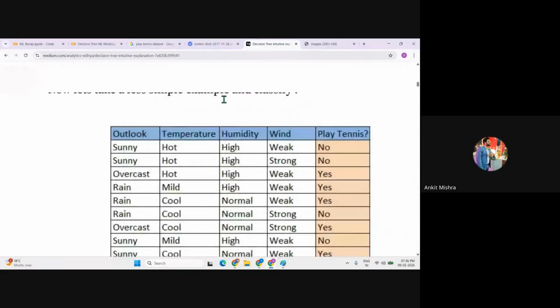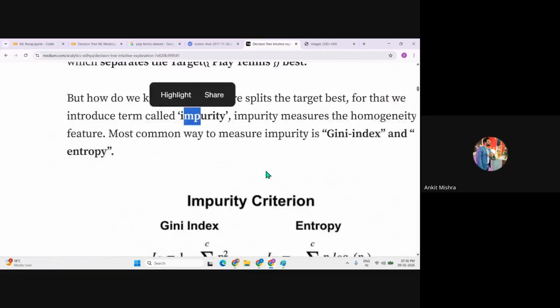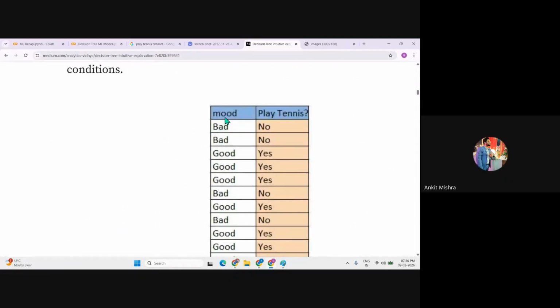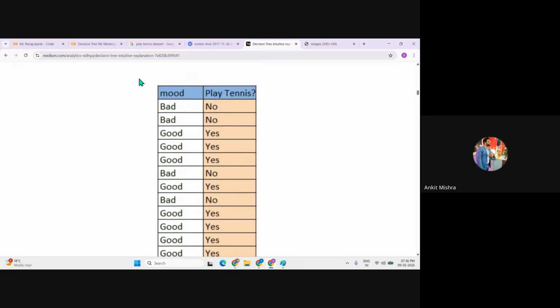Apart from the 4 columns right now, we are just neglecting all these 4 columns just to understand how to calculate the Gini impurity. So we are considering one demo, or dummy, column. Suppose in this dummy column, we simply ask the player, how's your mood? We go to each player and check their mood, right? If the mood is bad, the player will not play the tennis. If the mood is good, the player will play the tennis.